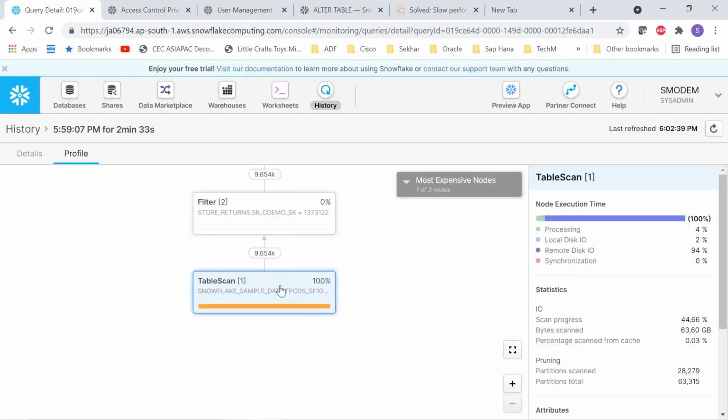Table scan 100%. Remote disk IO 94%. See, only 2% of data was from the cache. It might have got some data that we previously fetched in this scenario.